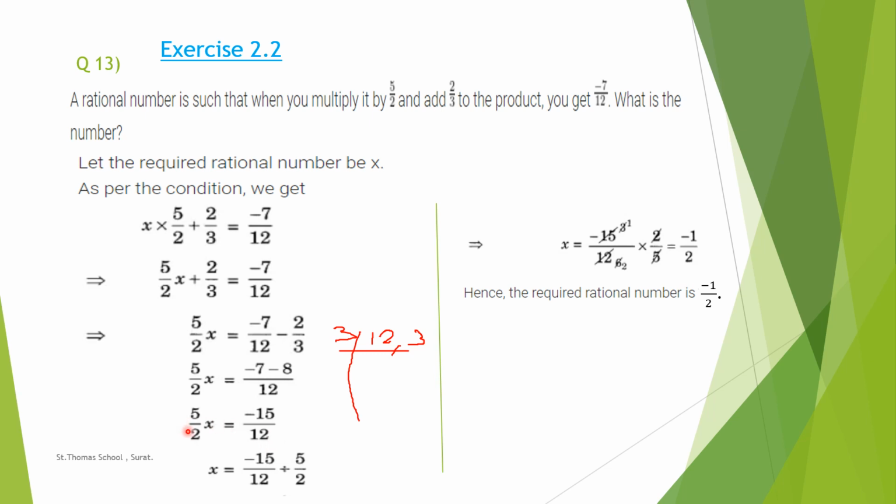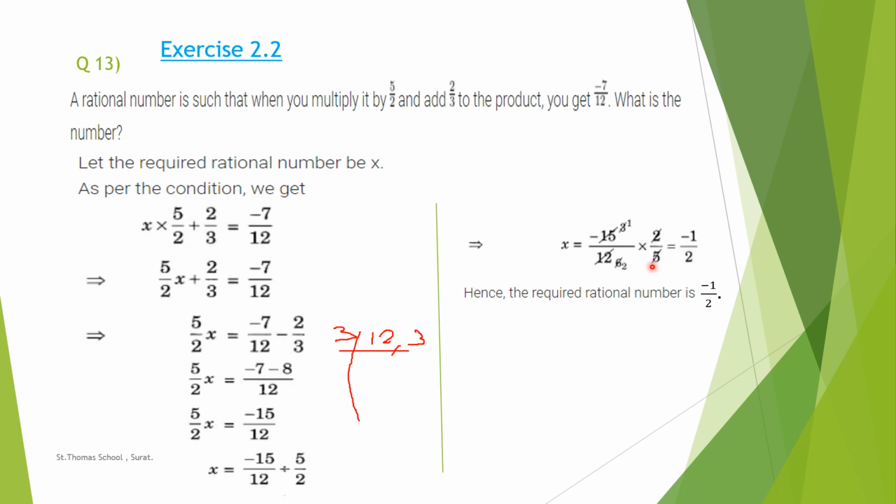Now this is multiplication. If it goes to the other side, it becomes division. So we can write x is equal to minus 15 by 12 divided by 5 by 2. Whenever division comes, we have to put a multiplication sign and take the reciprocal. What is the reciprocal of 5 by 2? That is 2 by 5. So we can write x is equal to minus 15 upon 12 multiplied by 2 by 5.